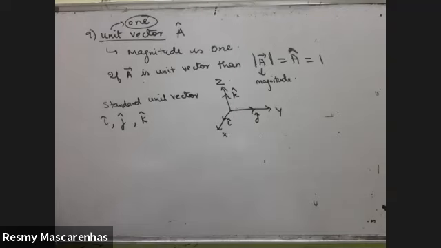So these were the types of vectors. Next topic is parallel shifting of the vectors.